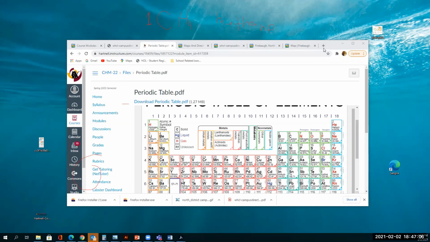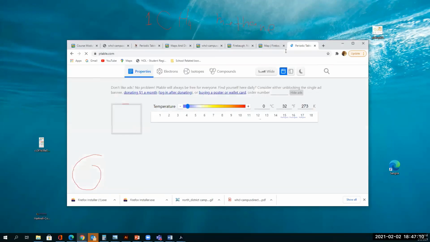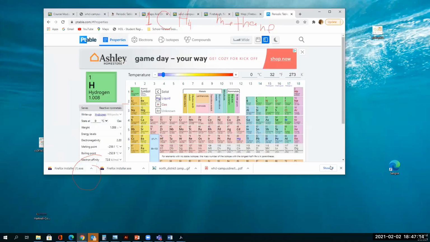Okay, so I'm also going to take you to P-table. P-table is my favorite site. It's kind of like porn for chemists. And you're like, so what is so exciting about this?